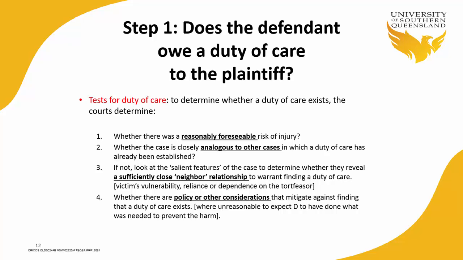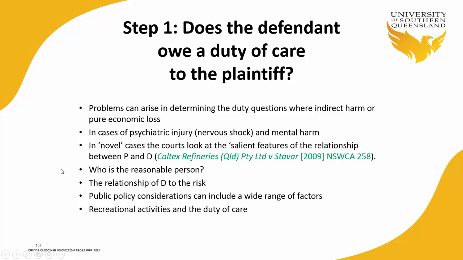Alright, so we're still talking about these things in abstract, but we have to go through the abstract first, and then hopefully once we look at the cases in the electorals, we can put these things into practice, and you will be able to understand better how this works. So continuing still with the first element, we're saying that problems can arise in determining the duty questions where indirect harm or pure economic loss took place.